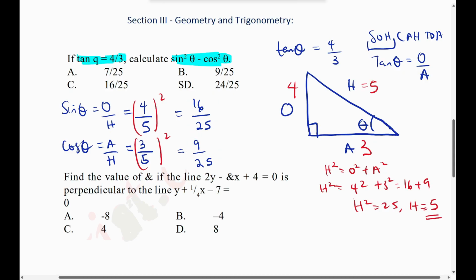I mean, this is JAMB. The denominators are the same, so 16 minus 9, that gives us what? That gives us 7. So our answer is 7 over 25, which is option A. So that is our answer. All right, on to the next question.